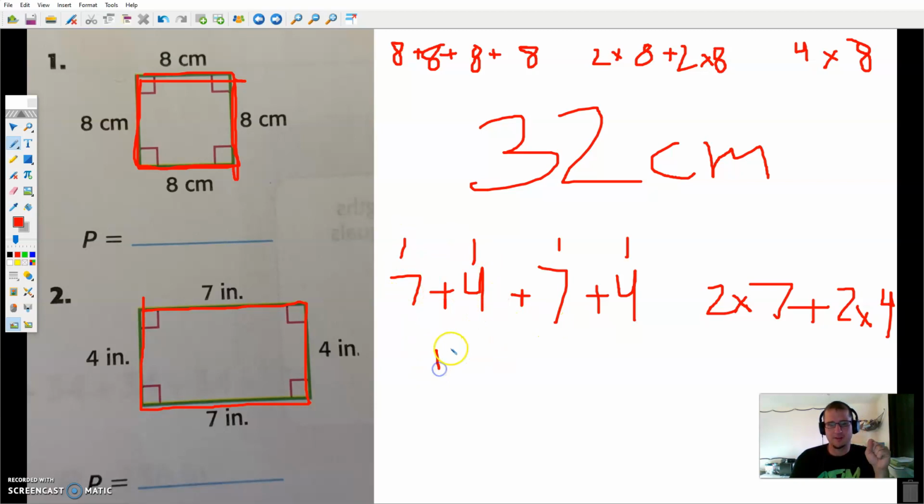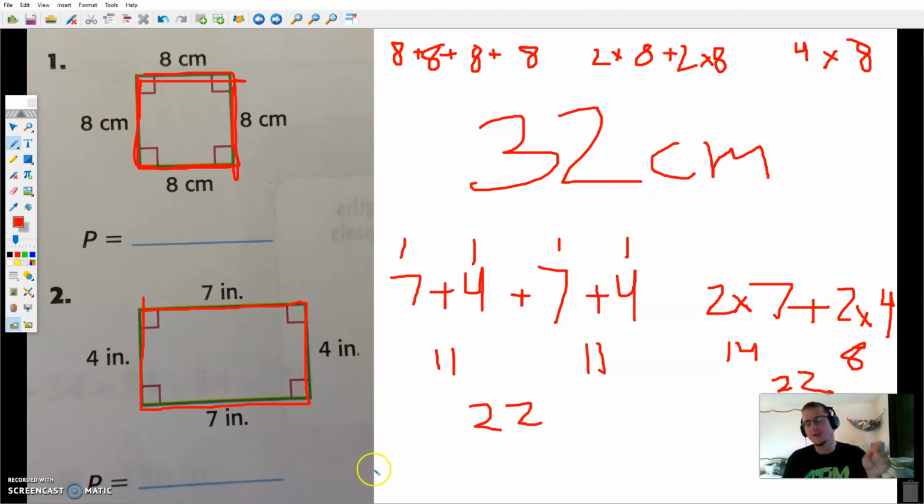7 plus 4 is 11. 7 plus 4 is 11. And 11 and 11 is 22. Or 2 times 7 is 14. 2 times 4 is 8. And 14 and 8 is 22. Now again, let's not forget our units. 22 inches. Okay, so those are the straightforward. You're just going to add all 4 ways around.